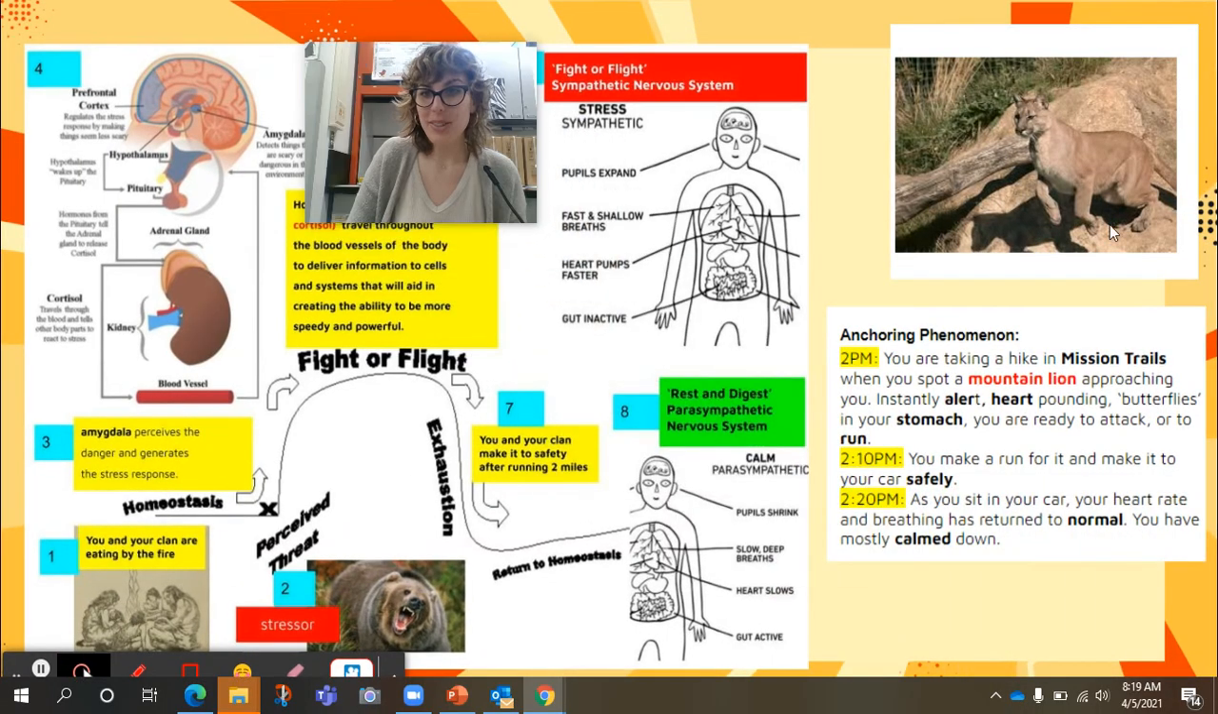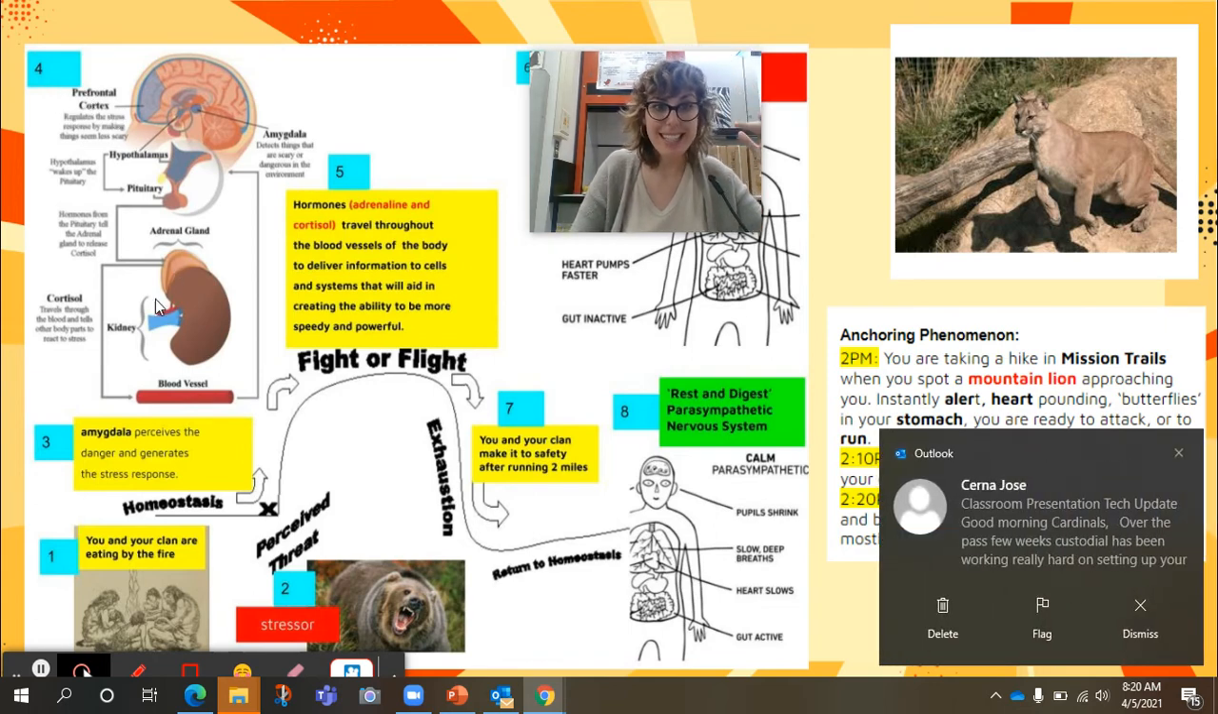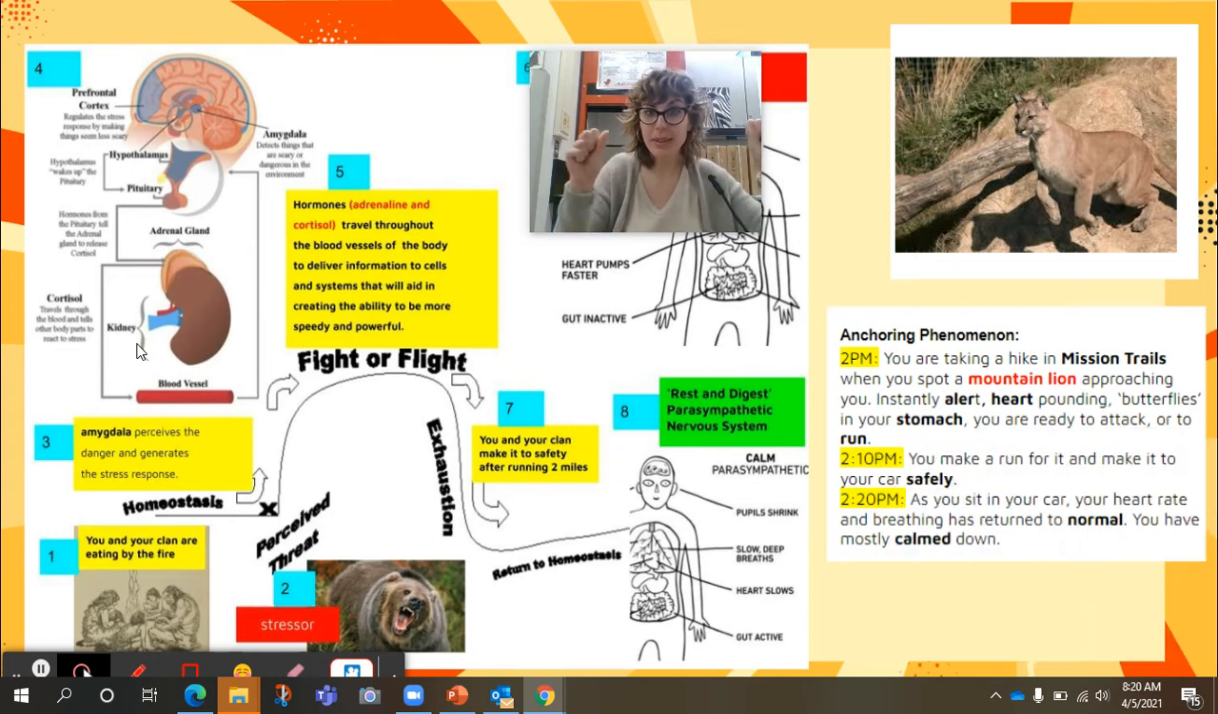So if we apply this to our anchoring phenomenon, the mountain lion at Mission Trails, when you see that mountain lion on your hike, you go out of homeostasis. You go out of your stable state. It sends you into that fight or flight response where we saw that sequence of events. The amygdala and the frontal lobe are going to notice the stressor. Oh my God, it's a mountain lion. It's going to send a sequence of different glands to be activated, like the pituitary and adrenal gland that are going to release those hormones. Cortisol, adrenaline are now traveling through our blood vessels to help us ultimately get away from that mountain lion.